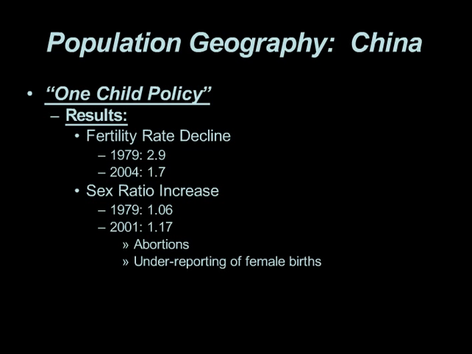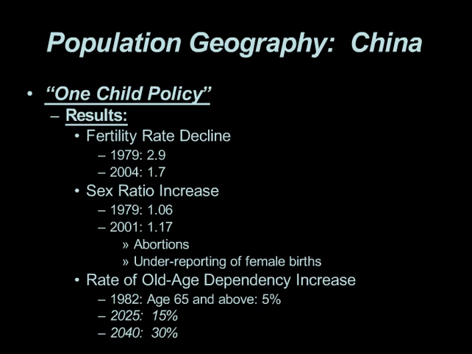Also, you do have a good amount of underreporting of female births. And so they went ahead and had their child, but just didn't report it to the government. And so that's one of the issues: you have a lot of what they refer to as missing females, girls who weren't registered.